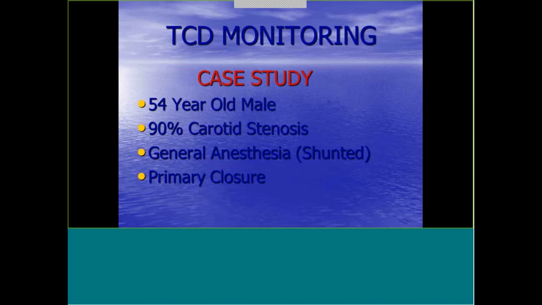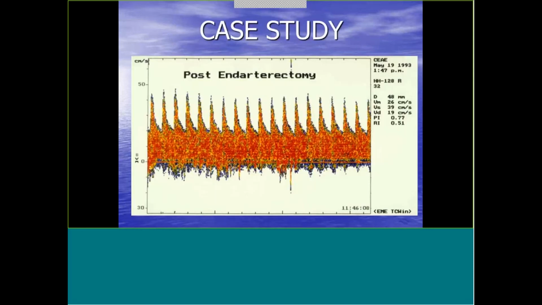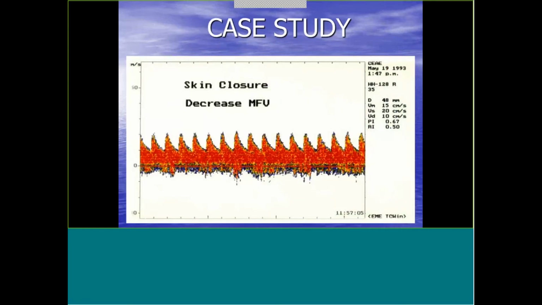Now, this is important. It was a primary closure. We did not attach graft him. So he just had the vessel just sutured up. So post-endarterectomy, you can see my flows are beautiful there. All right, so during skin closure, I'm starting to see a decrease in mean flow velocity. And I said to the anesthesiologist, well, what's your blood pressure? And he's like, well, we're getting the pressure down back to where it should be. So I wasn't really alarmed at first.